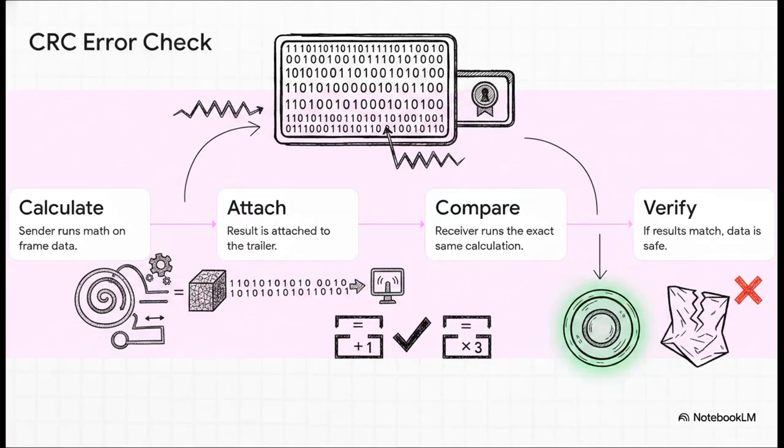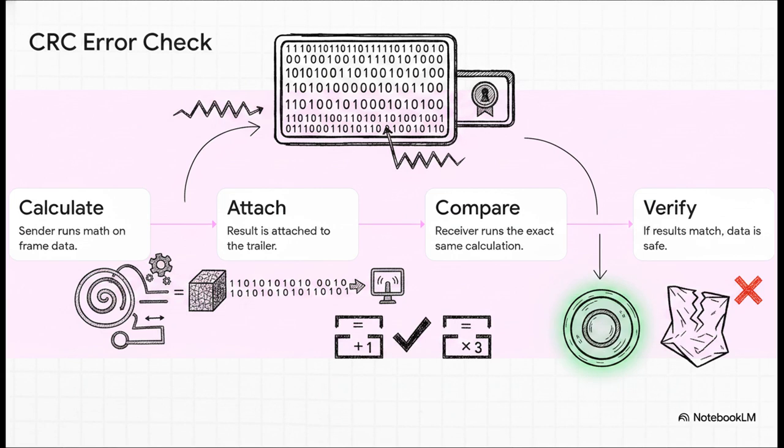Now, even if there are no collisions, a frame can still get corrupted by random interference. This is where that trailer on our frame comes into play, using a cyclic redundancy check, or CRC. Remember how I called it a digital tamper-proof seal? Here's how it works. The sender runs an incredibly complex, exact mathematical calculation on the frame's ones and zeros and attaches the answer to the trailer. The receiver gets it and then does the exact same math. If the answers match perfectly, the data is perfectly safe. But if it's off by even a single bit, the receiver instantly rejects the entire corrupted frame.